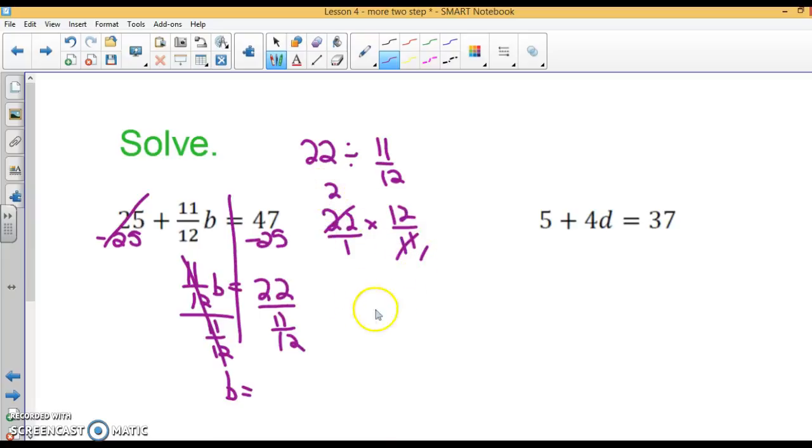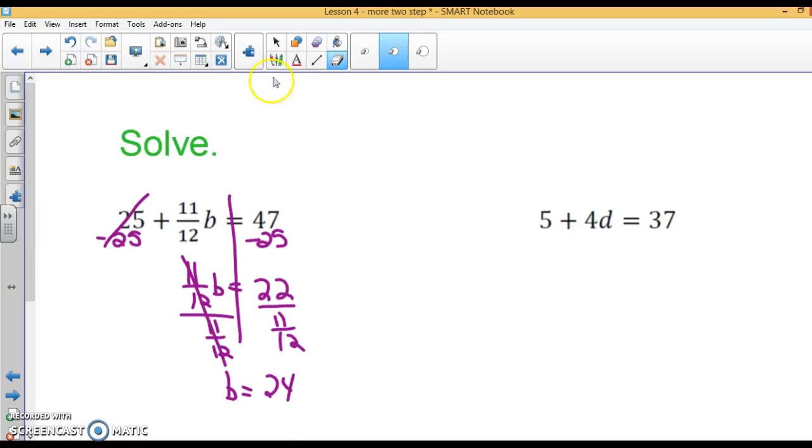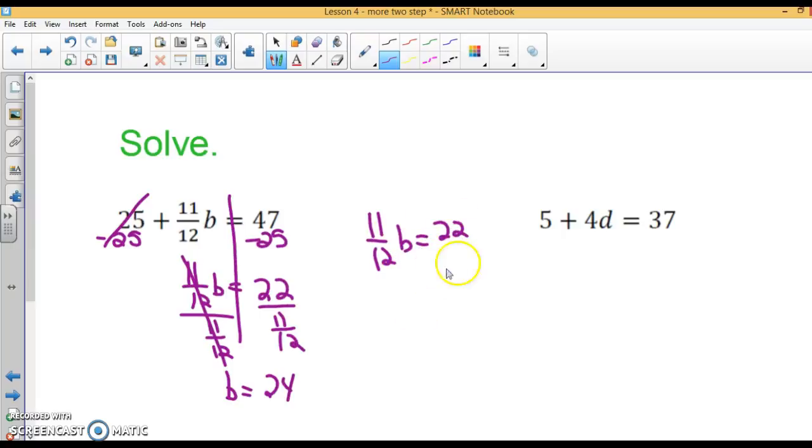2 times 12 is 24. Now, that is the absolute long way to do that. Let's look at this. If I get to this step, 11/12b equals 22. I agree that you can divide both sides by 11/12, but let's keep in mind, when you're dividing by 11/12, you've got to multiply by the reciprocal.